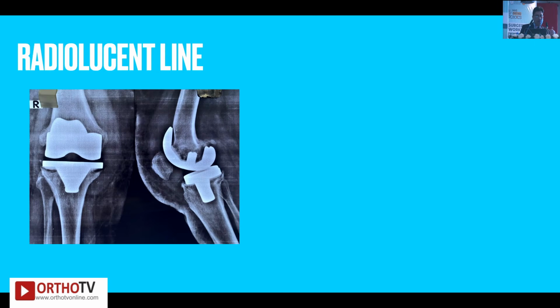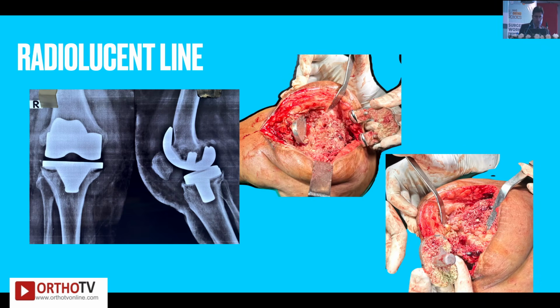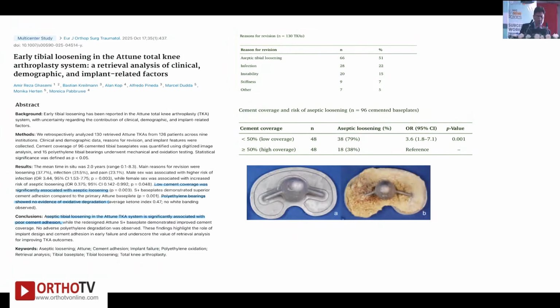And when we talk about radiolucent lines at the bone cement interface, it is not these lines that you can see. This is very typical of infective loosening. So those radiolucent lines will be with the sclerotic margins. Next, definitely the implant issue or the cementing issues has been there. Attune has changed its tibia, we all know that.